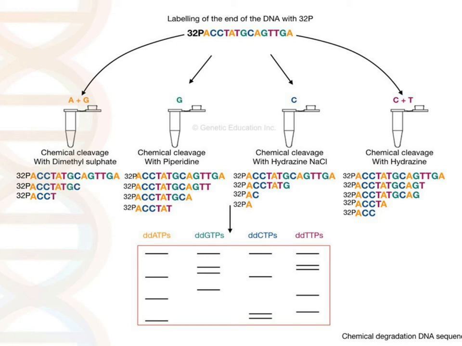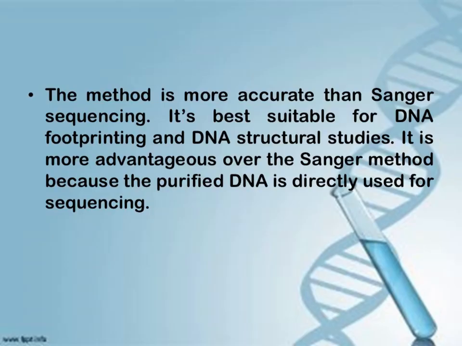For DD-ATPs, these are the bands we follow; for DD-GTPs, the second set of bands; for DD-CTPs, the bands; and for DD-TTPs, the bands. This Maxam and Gilbert chemical DNA sequencing method is more accurate than Sanger sequencing. It's best suited for DNA footprinting and DNA structural studies.